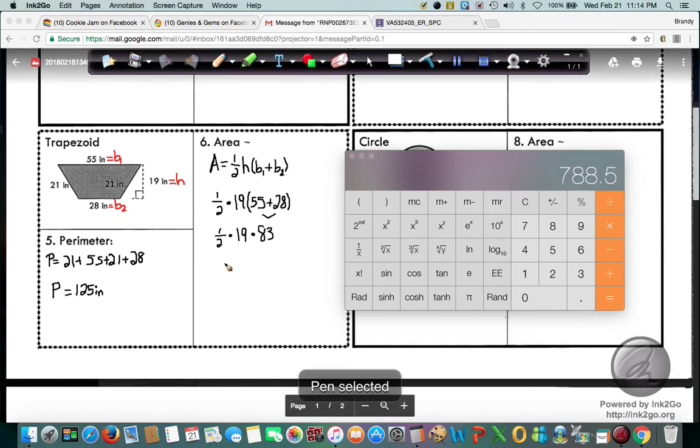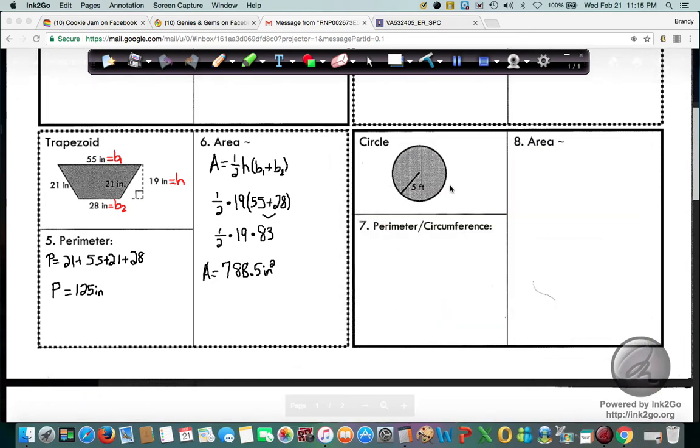788.5. So the area of this trapezoid is going to be 788.5 inches. And again, we multiplied base and height. We had to add the two bases, but we still multiplied just two dimensions, so it's inches squared. This is going to come in handy, knowing if it's squared or something else, when we get to our 3D shapes. All right, last one on this sheet, circles, okay?